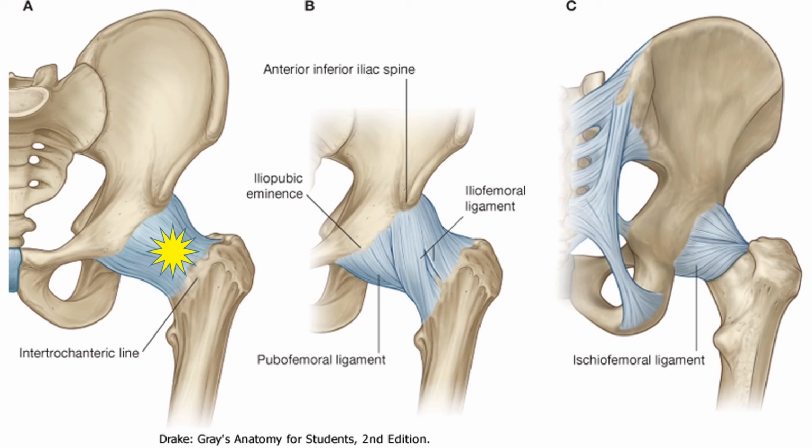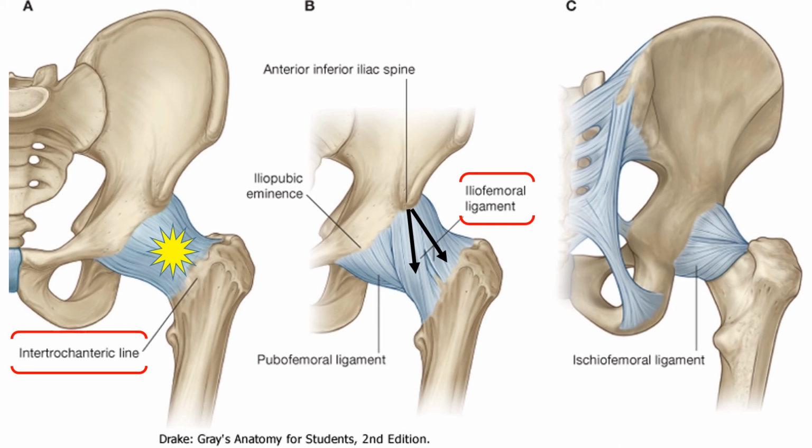Now we know that the important ligaments of the hip joint are thickenings of the capsule. They are not separate ligaments. And here we have a ligament extending from the ilium, and it is an inverted Y-shaped structure. Therefore, this is the iliofemoral ligament. The name indicates that it extends from the ilium to the femur.